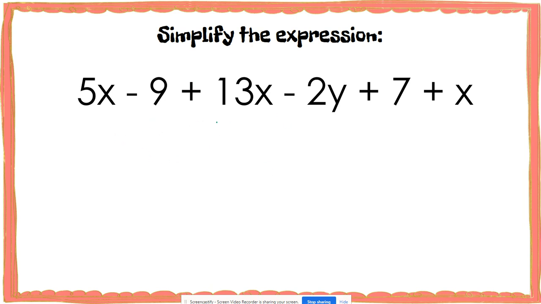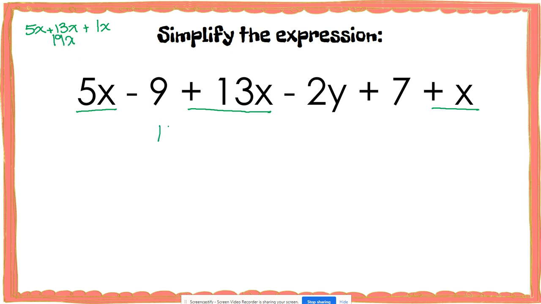5x minus 9 plus 13x minus 2y plus 7 plus x. The first thing we're going to do is find our like terms. So I notice that I have 5x, and I also have a plus 13x and plus x. Well, to simplify these, I'm going to add them together because each of these has a plus sign in front of them. So 5x plus 13x plus x. And even though I don't have a coefficient on my x here, I know that there is an invisible 1. So 5x plus 13x is 18x, and then 18x plus 1x is 19x.